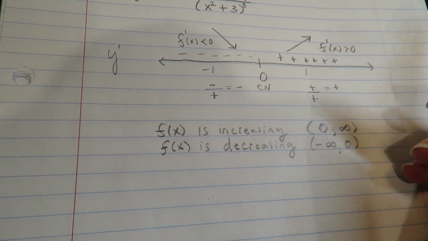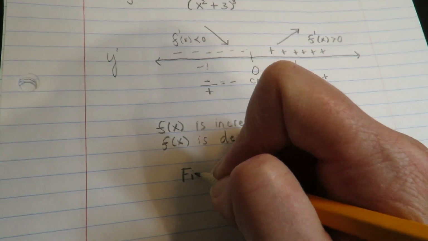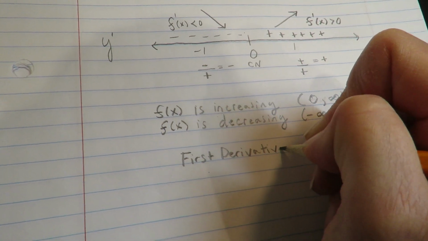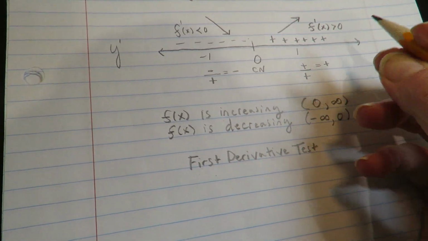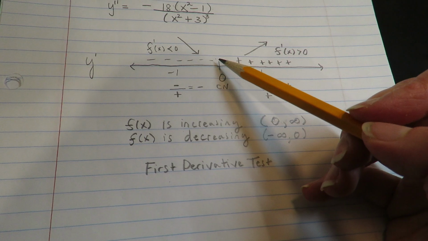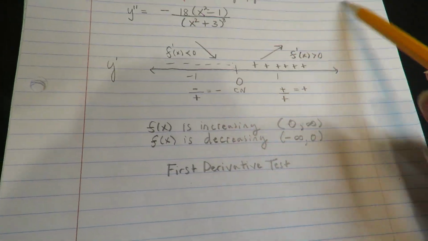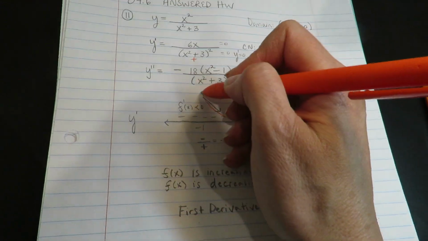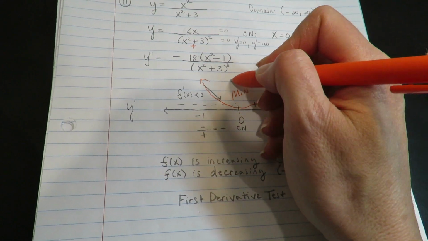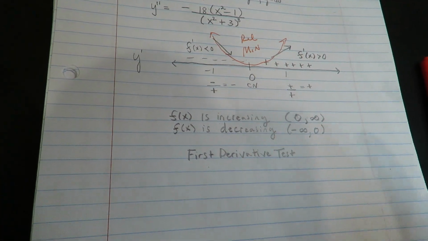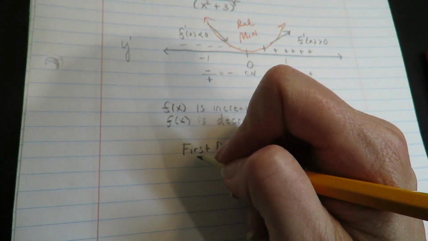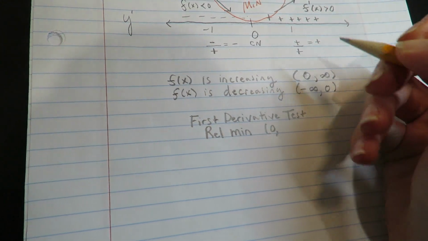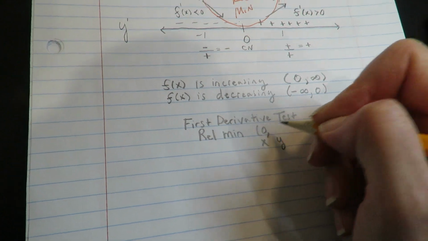Alright, now you want to do the first derivative test. And that looks at the patterns around the critical number. Okay, so here's the critical number. On the left side, I come down. On the right side of the critical number, I come up. So that's going to create a minimum, a relative minimum. So we have a relative minimum at 0. Make sure you plug that back into the function because we are graphing this.